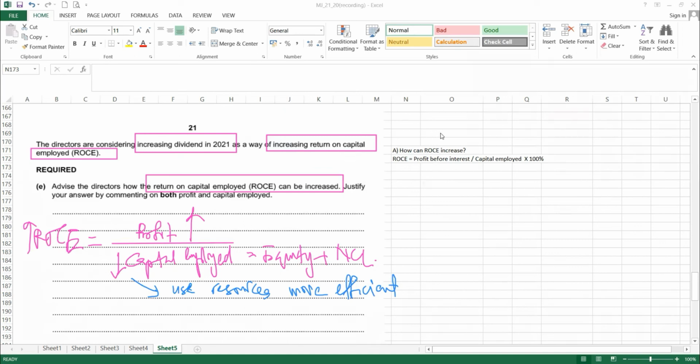So now we write down the answer for it here. Increase. Let me put it in a sentence. By increasing profit for the year, ROCE can increase.